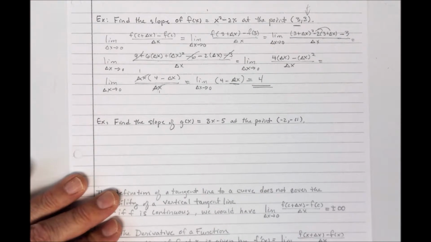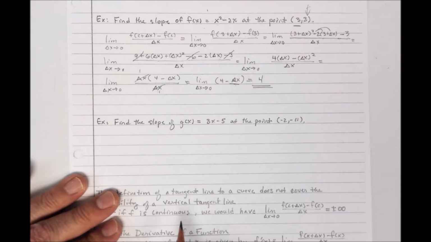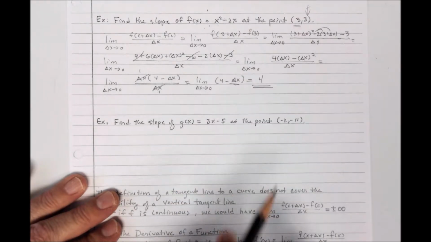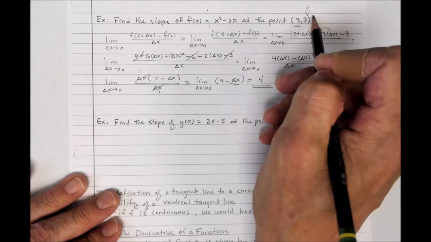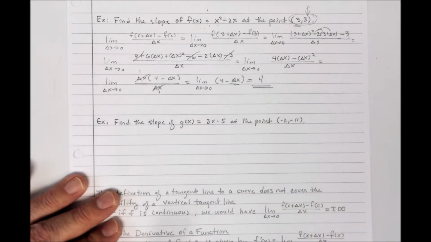And that is the slope of the curve at that point. That means the slope of the tangent line to this curve at this point. Now, if they want the actual tangent line, they didn't ask for it this time, but you have the point. That's the point of tangency. You have the slope, and you could most certainly write the equation of the tangent line.